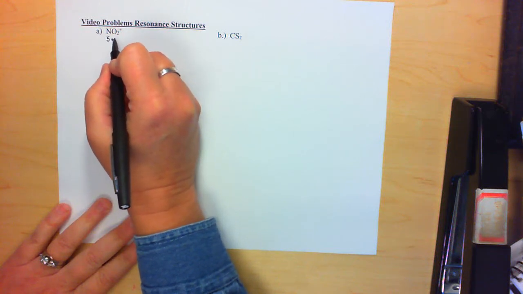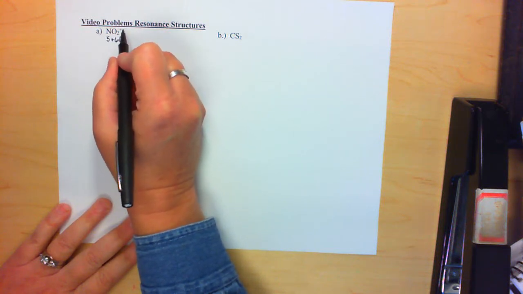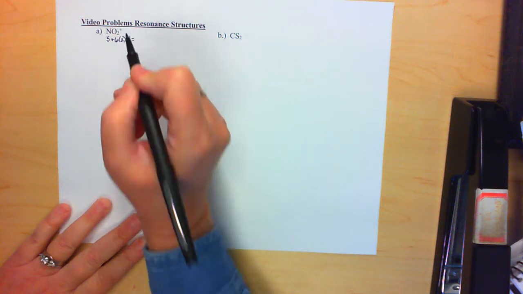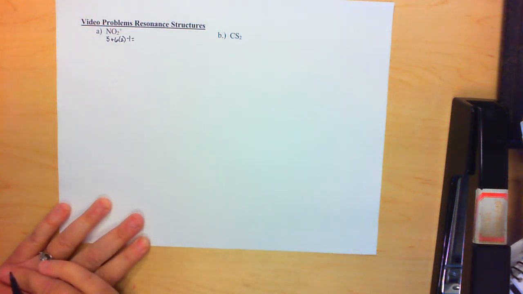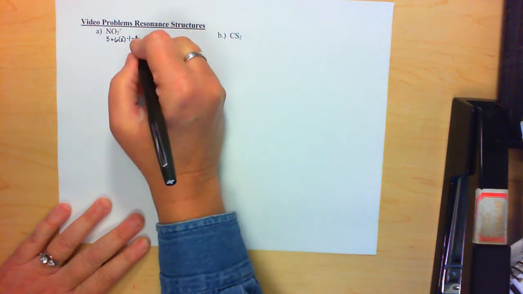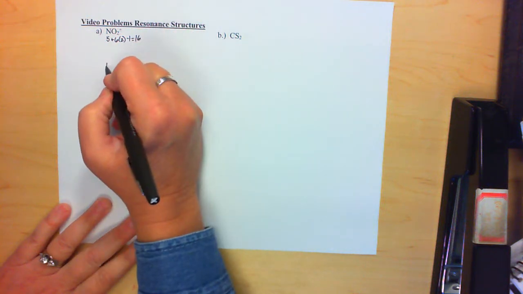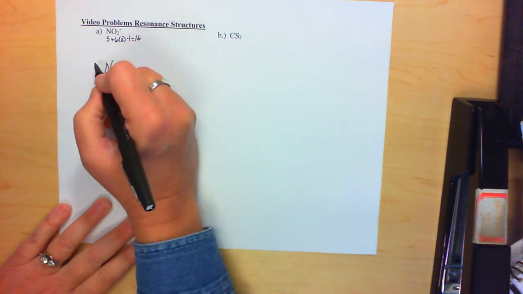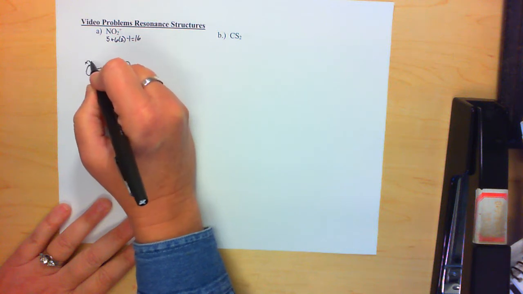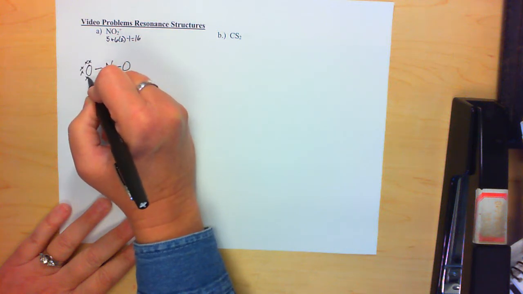We have 5 electrons here, 6 electrons times 2. With the positive 1, we're going to lose 1. So that's 12 plus 5 is 17, minus 1 is 16. So we're going to start with nitrogen as our central atom, and our oxygens as our external.